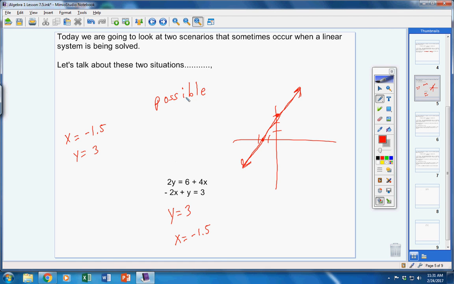So again, I'm reviewing for the third time now. There are two scenarios we're looking at today. One of those scenarios is when the lines are what? Parallel, and we have what? No solution. The other scenario is when the lines do what? We say they coincide. They fall on top of each other, and when that happens, we have infinite solutions. Okay, now I'm going to move on. If you got lost on this at all, feel free to go back and review.